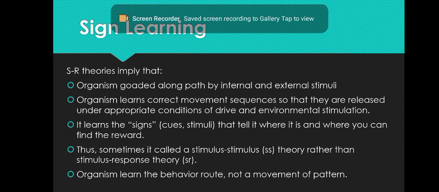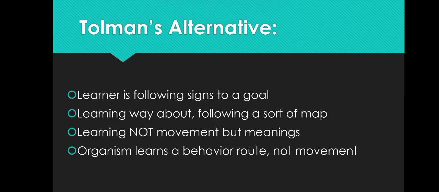Now, there are of course alternatives given by Tolman in his experiment. The learner is following signs to a goal, so the signs can be a path, or steps to follow to achieve a certain goal. So, it is learning by following a sort of map. There is the introduction of a kind of map by the experiment of Tolman, and we will learn it as we go on. So, learning not movements but meanings.